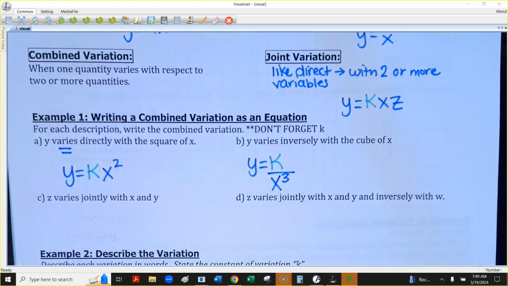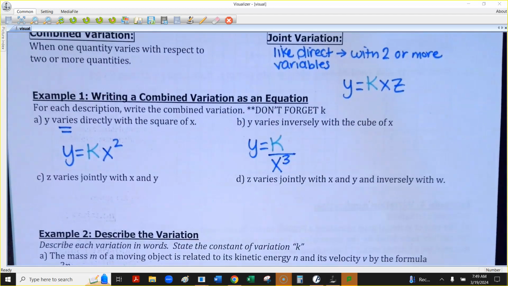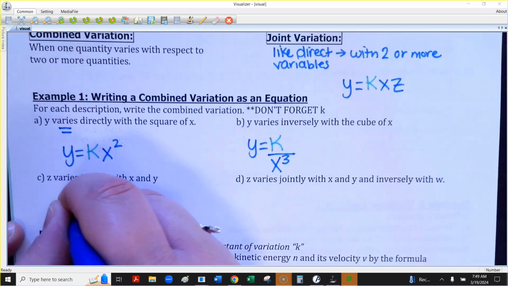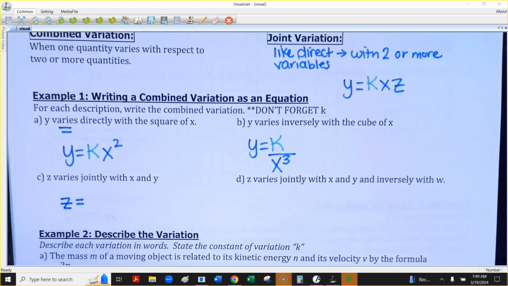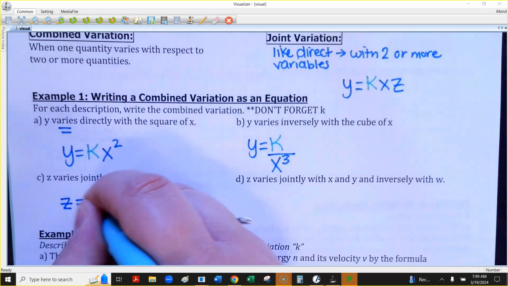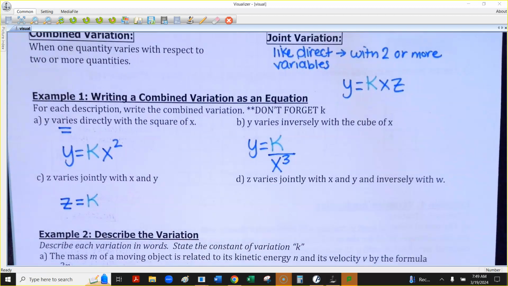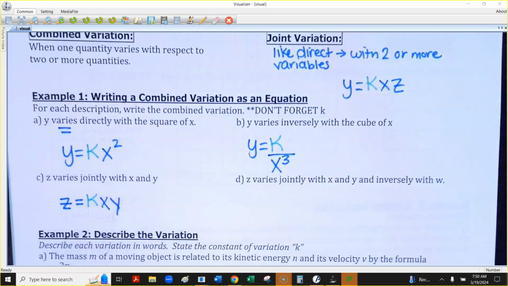Now, these two, the jointly that I mentioned at the top today, it just means there's more than one variable that's going to be multiplied by your k, but a joint variation is going to be multiplication. This one says z varies, so I'm going to write z equals, and automatically, after you put the equal sign, put a k. And then jointly just means whatever variables they describe there. It says jointly with x and y. It just means that x and y are going to get multiplied together. That's what jointly means. It's direct variation, but with more than one variable multiplied by your k value.